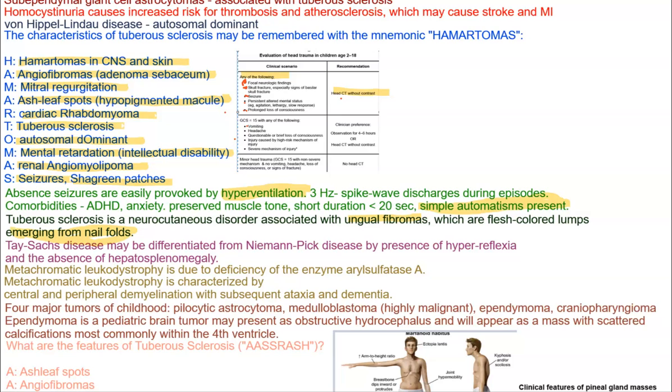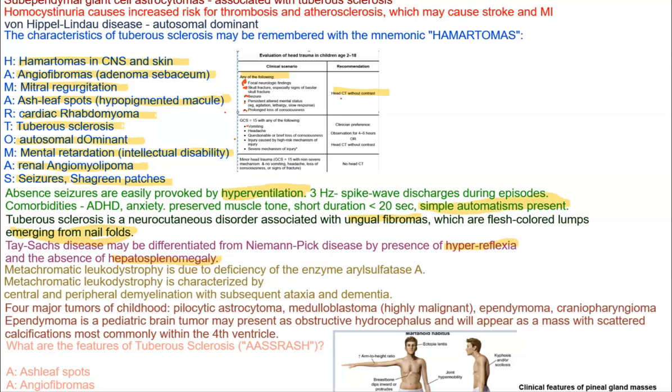Tay-Sachs disease may be differentiated from Niemann-Pick disease by presence of hyperreflexia and the absence of hepatosplenomegaly. So remember, Tay-Sachs: hyperreflexia, and absence of HSM.